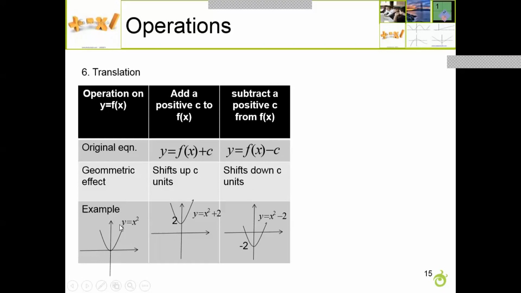Okay, for example, this is the graph for y equal to x square. Okay, x square. And then kalau kita tambahkan x square plus with 2, so the original graph will shift up 2 units. 2 units ke atas. Okay. And if we subtract this equation with 2, meaning that we have the function of x squared minus 2, so that this graph will shift down 2 units. Okay, jadi macam ni lah graph dia.